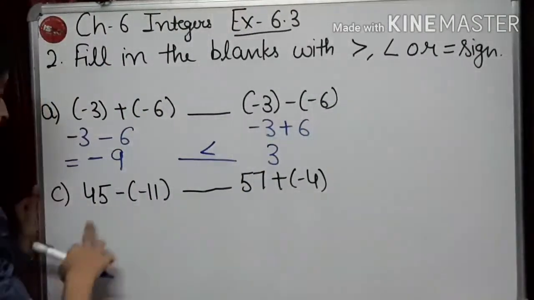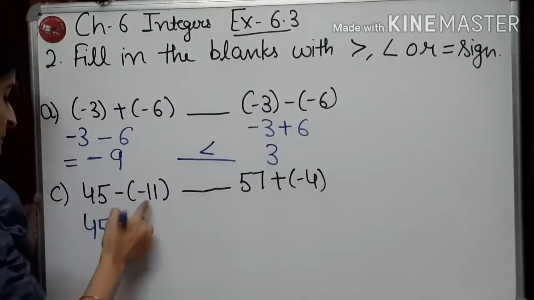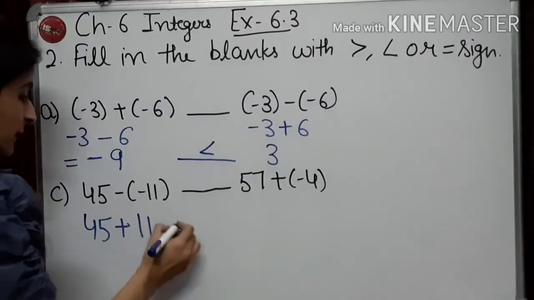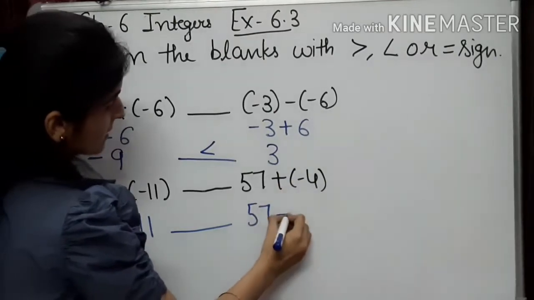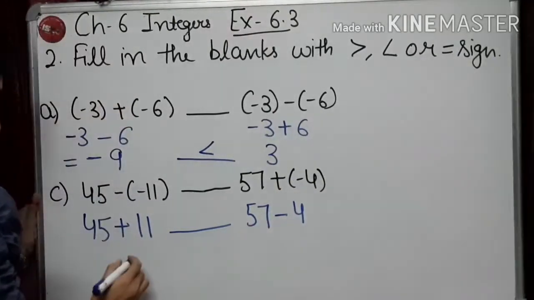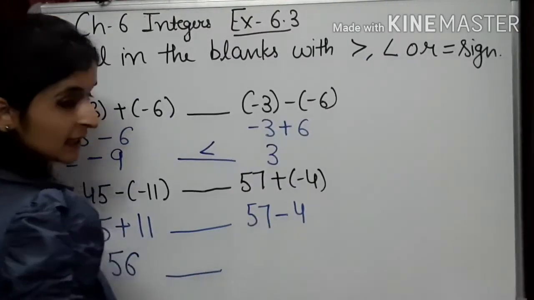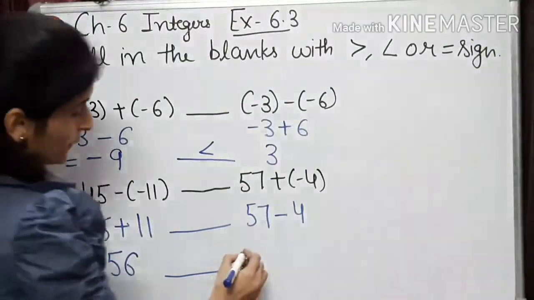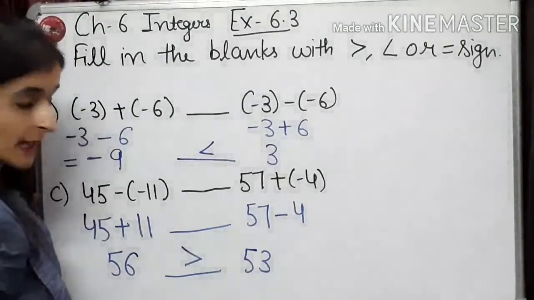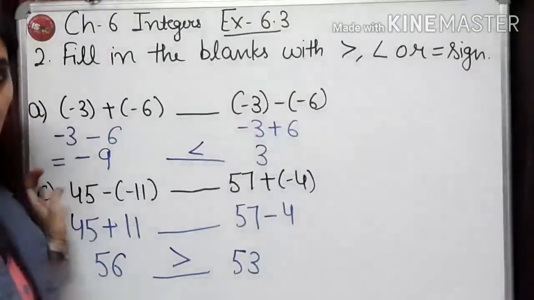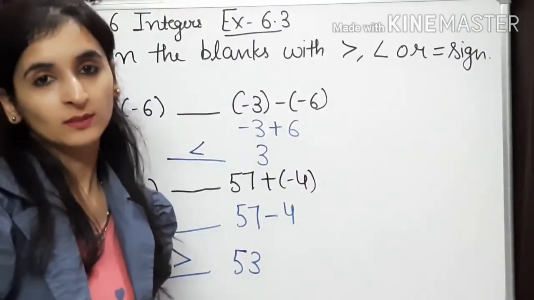Then I have taken C part. 45 minus will be plus 11. And here we have 57 plus minus is minus 4. 5 plus 1, 6. 4 plus 1, 5. And 57 minus 4, 53. So which one is greater? 56 is greater, right? Likewise, you have to solve rest of the two parts. Now let's come to next question.